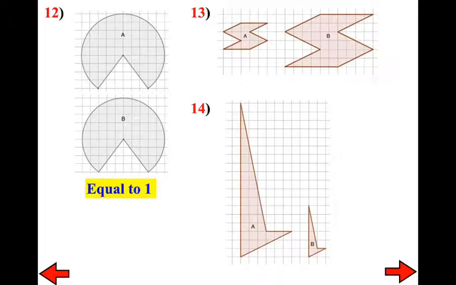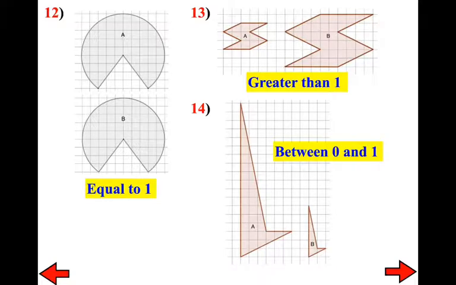Number 13, notice that figure A got larger to create figure B. That means the scale factor has to be greater than 1. And in number 14, figure A got smaller to create figure B. And that means the scale factor has to be somewhere between 0 and 1.